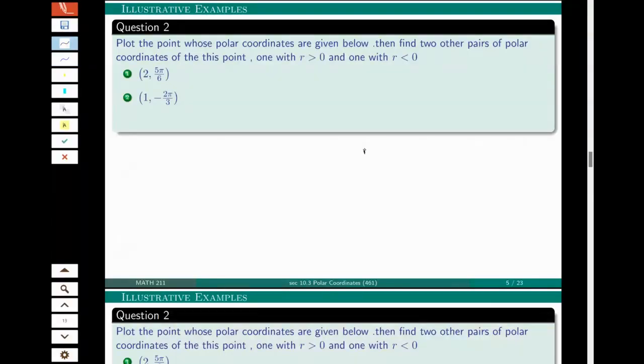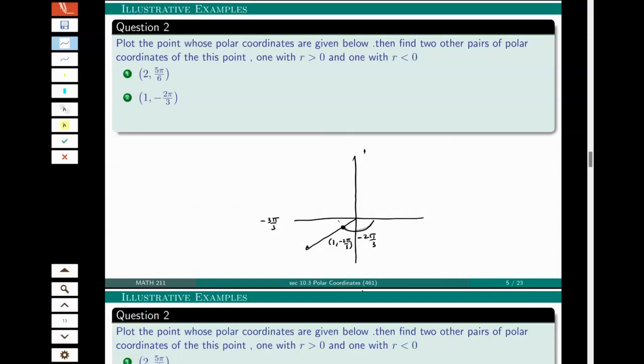My original point is minus 2 pi over 3. Where is minus 2 pi over 3? If it is 3 pi over 3, it will be here. That is minus 3 pi over 3, which is minus pi. Minus 2 pi over 3 is somewhere here. Now, the coordinate is 1, so that's the point. The point is r equal to 1, and the angle is minus 2 pi over 3.